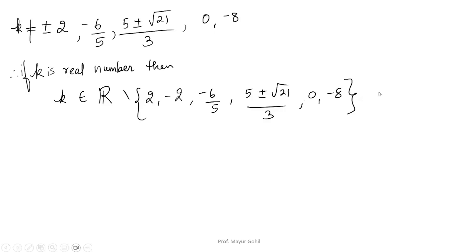This is what is required. Okay, so these are the possible values for k. It can take all the values other than these. Okay, I hope you have understood this case. Now let us go for the next case.